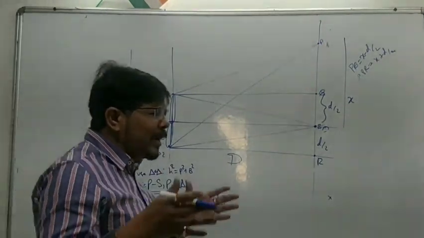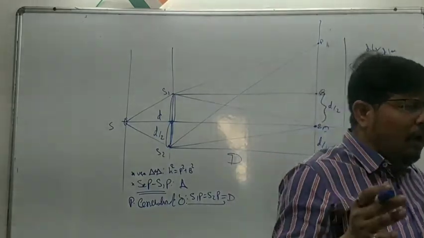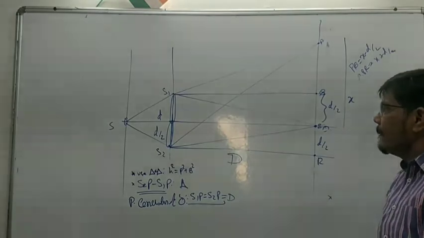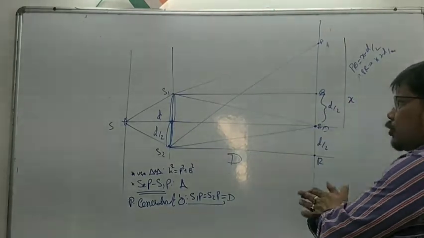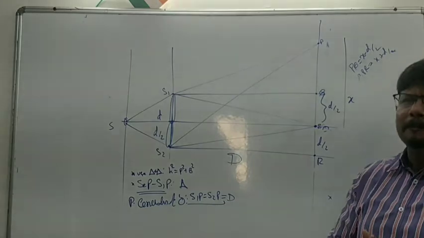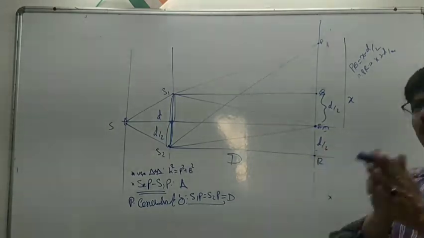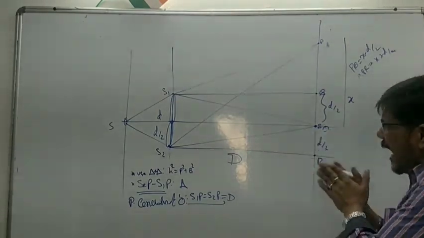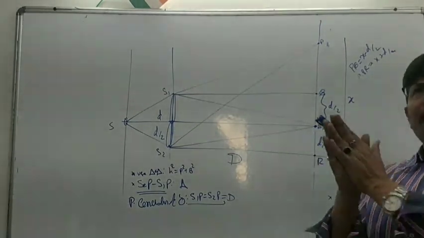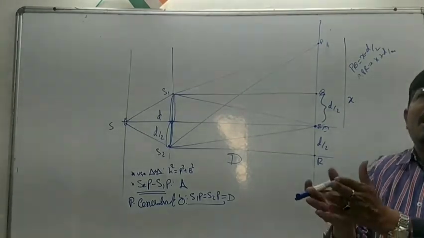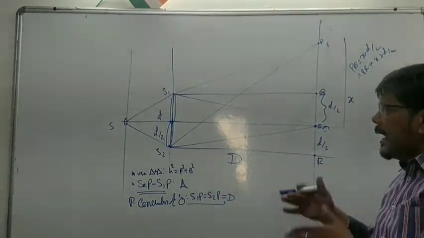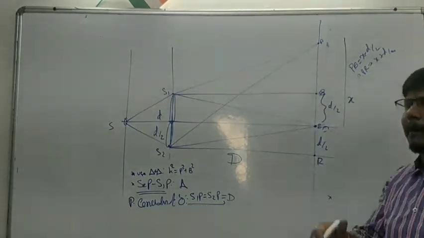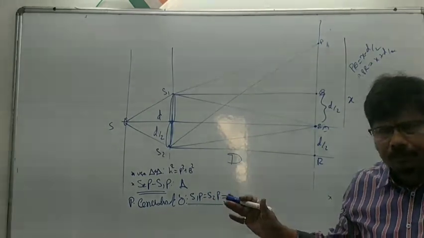So before you do this derivation, you must remember these two facts. S1 and S2 are coherent sources. They throw light with a constant path difference, and at the center you get a bright fringe, because the same phase coincides due to path difference 0. Above and below you will get alternate bright and dark fringes, all having the same width.